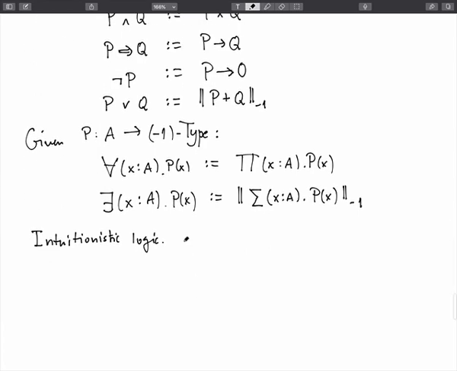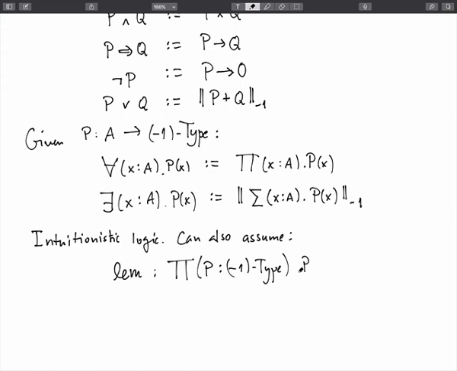But, as is known, we can also assume, if we want to, not that we want to, but if we want to, LEM, the law of excluded middle, which would state this: for all p a -1 type, p or not p.